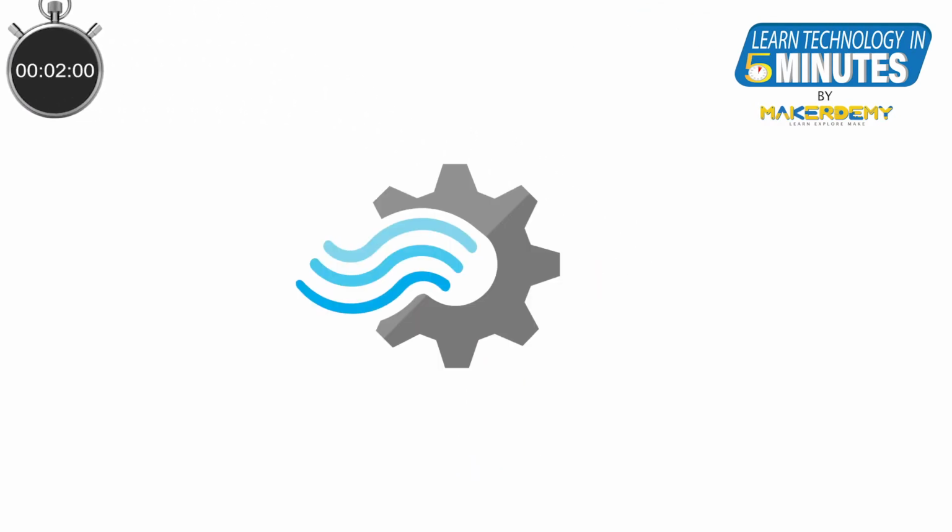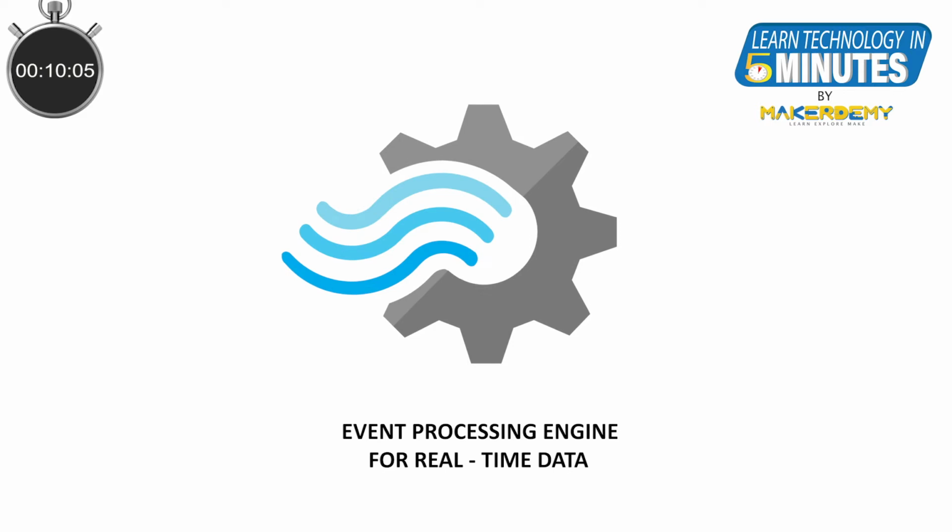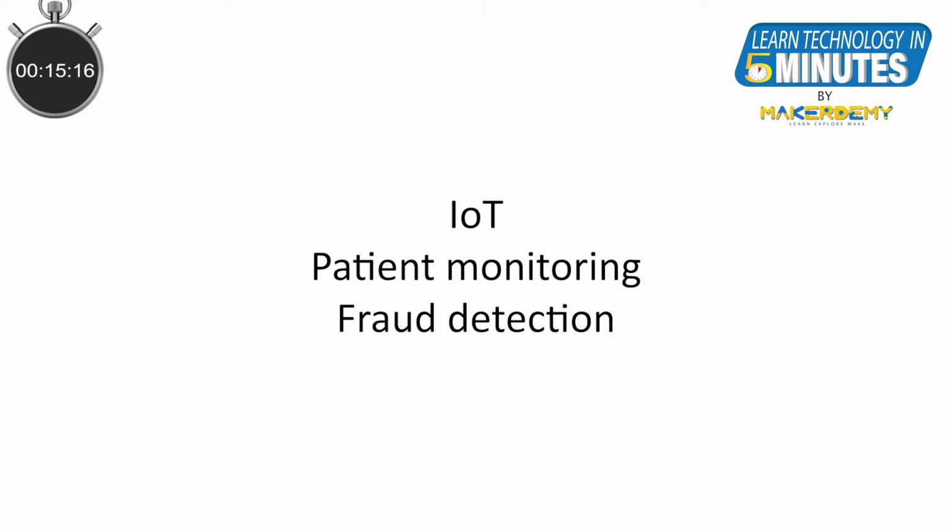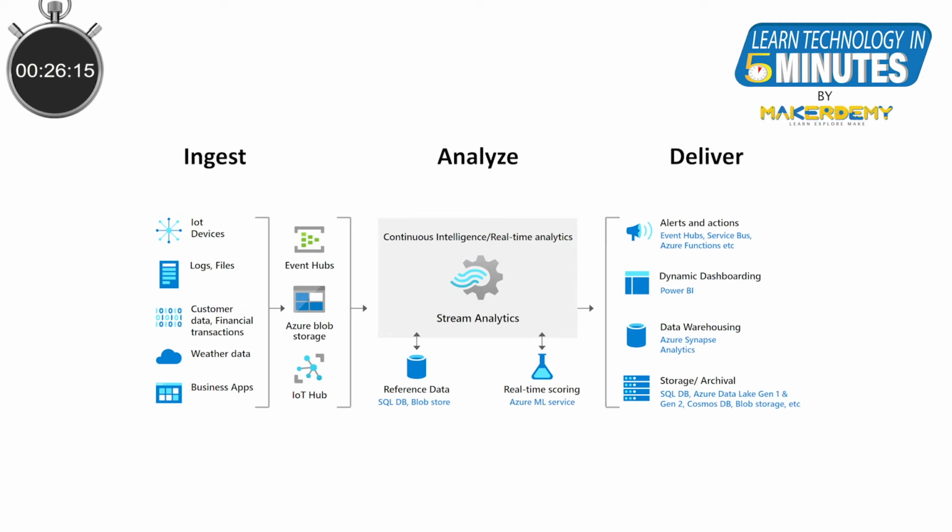In this video, we will be learning about Stream Analytics, one of the essential analytics services provided by Azure. Stream Analytics is called an event processing engine for real-time data. So, this is mainly used for processing critical workloads like IoT, patient monitoring, fraud detection. You get the picture? So, to use Stream Analytics, you should have event generation at one end and actions triggered because of some function defined in the Stream Analytics on the other end. You can define where the data should come from and where it should go.